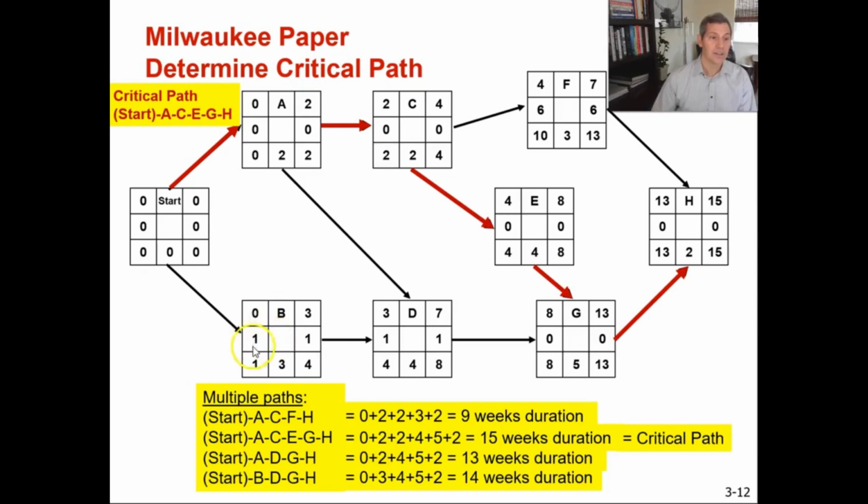So B has a 1-week lead time. It can slip by 1 week because it's not on the critical path. D can slip by 1 week because it's not on the critical path. A cannot slip at all. C cannot slip at all. And E cannot slip at all. As you work your way through, the activities on the critical path have 0 slack. They're not allowed to slip at all. But activities that are not on the critical path can slip a little bit.